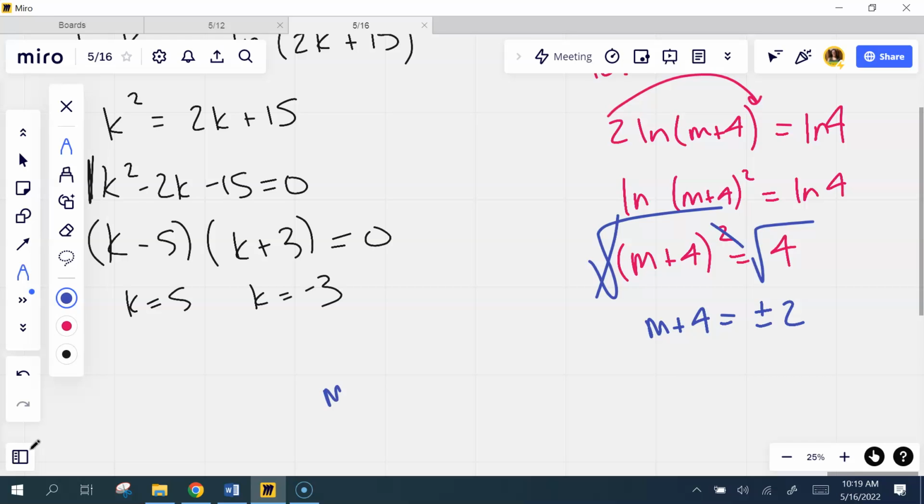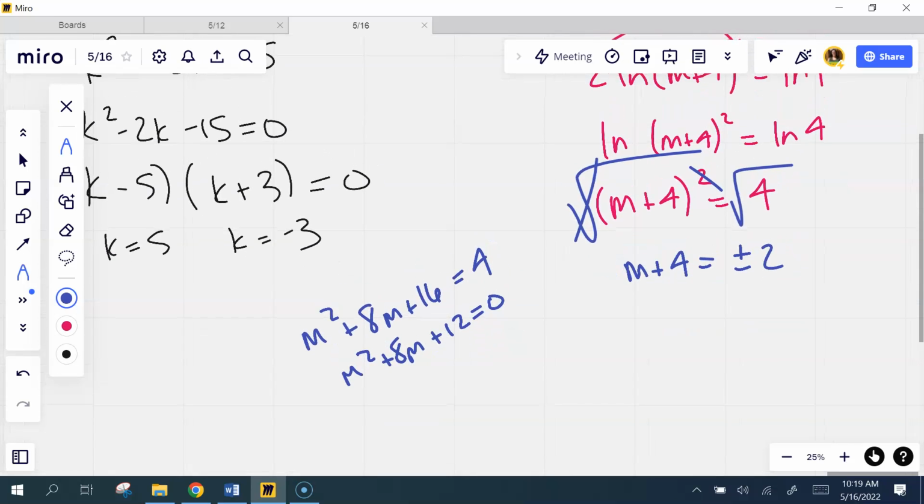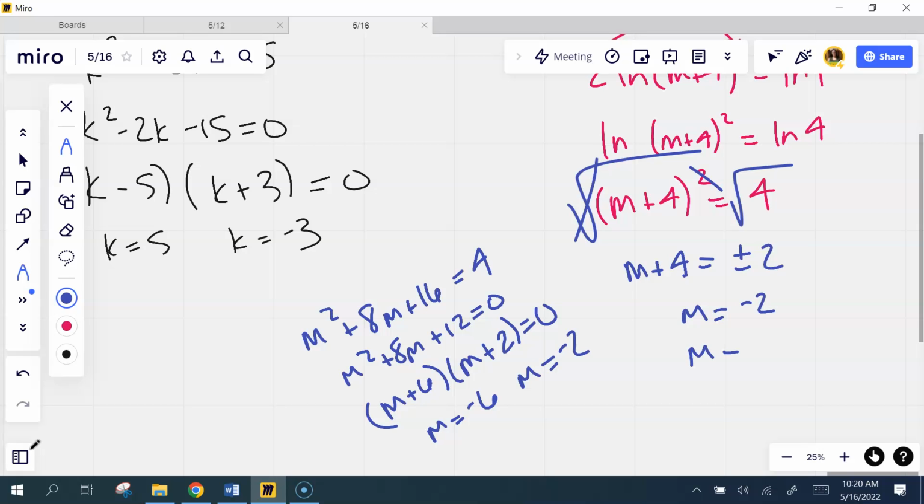Yes, if you FOIL it, you should get m squared plus 8m plus 16 equals 4. So m squared plus 8m plus 12. 6 and 2. You get negative 6 and negative 2 here. 2 minus 4 would be negative 2. And then negative 2 minus 4 would be negative 6. So you get the same 2 answers. You can do it either way. Yep.